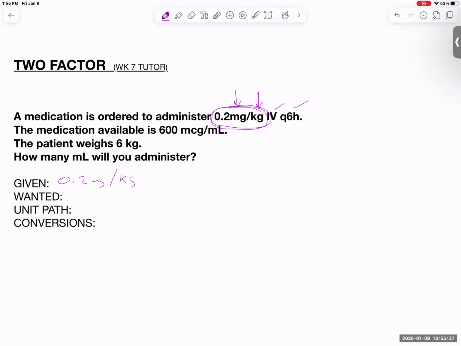Okay. We have what's available. Available is 600 micrograms per 1 ml. And now we have the patient's weight. And this is a baby that weighs 6 kilograms. My wanted, how many milliliters will you give? So looking at this information, do I have a unit path that needs conversions? And I sure do. I need micrograms and milligrams again. So 1 milligram is 1,000 micrograms. And I have a weight that's in kilograms, but my order is in kilograms.